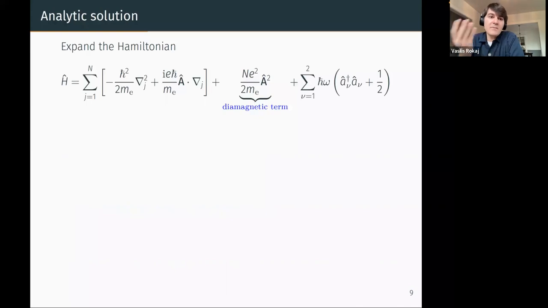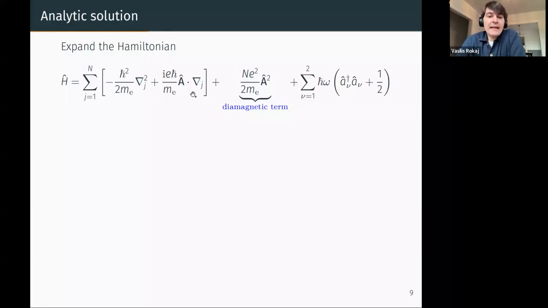And the nice thing about this model is that it is analytically solvable. Let me take a couple of slides to explain how this can happen. If you expand the Hamiltonian, what comes out is that you have the diamagnetic term, the A squared term, which gets this N amplification because you have to sum N times over it.